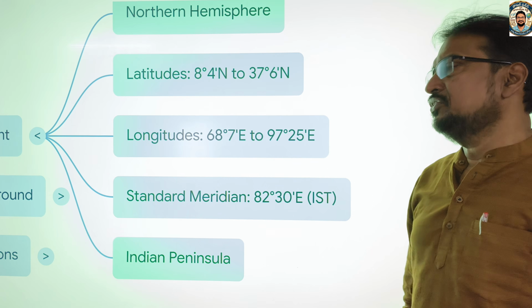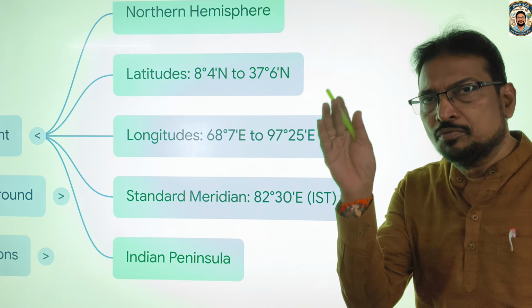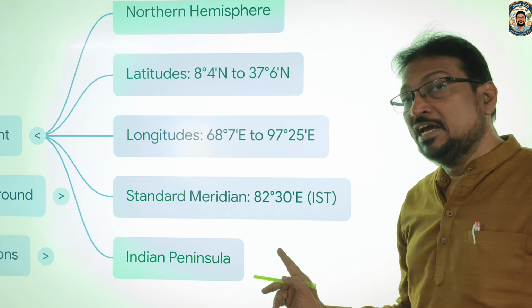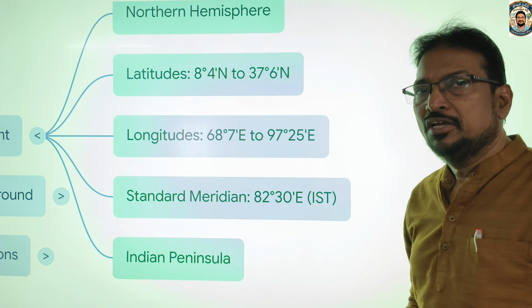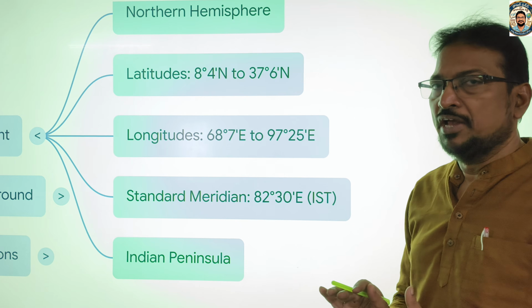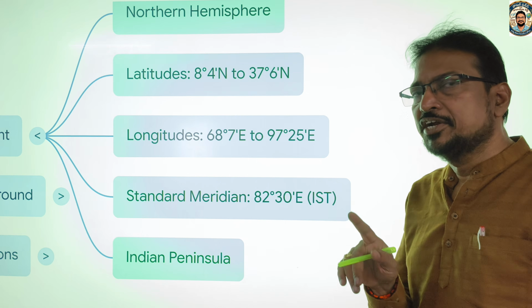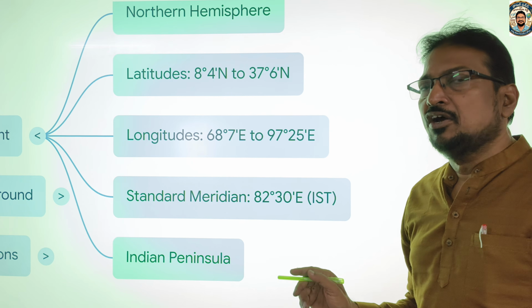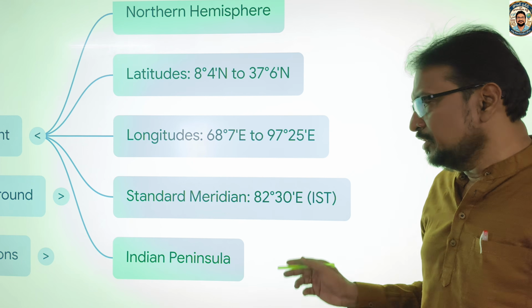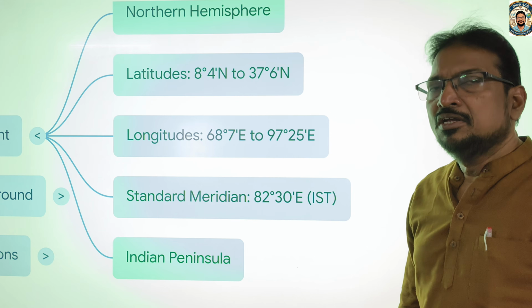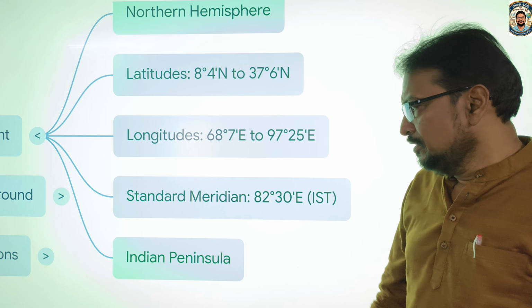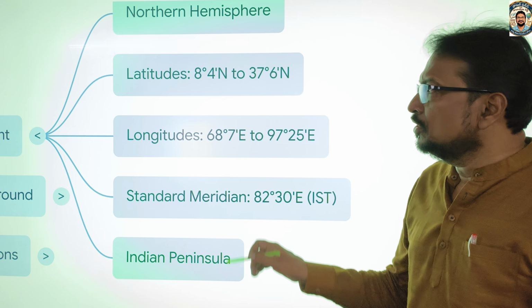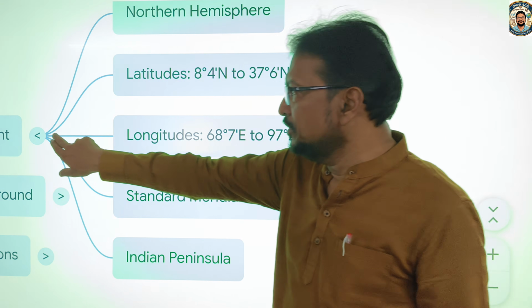Next, India's standard meridian line, which passes through Allahabad and, in Andhra Pradesh, Kakinada. The middle line of India is 82.5 degrees east longitude, and we also call it 82 degrees 30 minutes east longitude. That is also called the Indian Standard Time line. It is also considered as IST. Next, about the Indian Peninsula. So these are the important points in this.